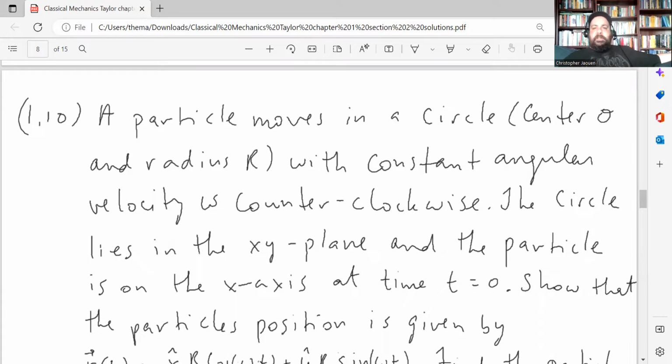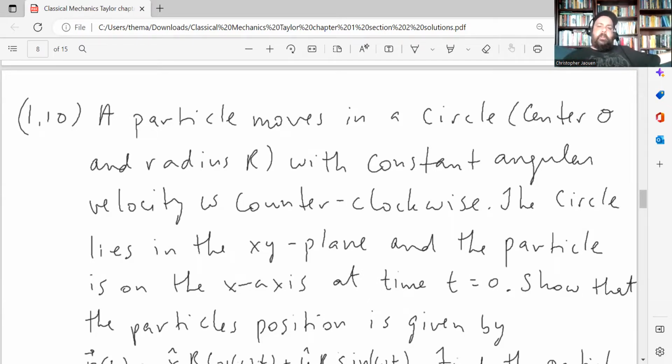The next one I did was not one of the recommended problems, but I figured I'd add one more problem into the problem set here. This is just a geometry problem, but I think it's a good one to do. It's one of the only other ones that's not a vector geometry or vector calculus problem in the book, in section 1.2, the exercises for 1.2.